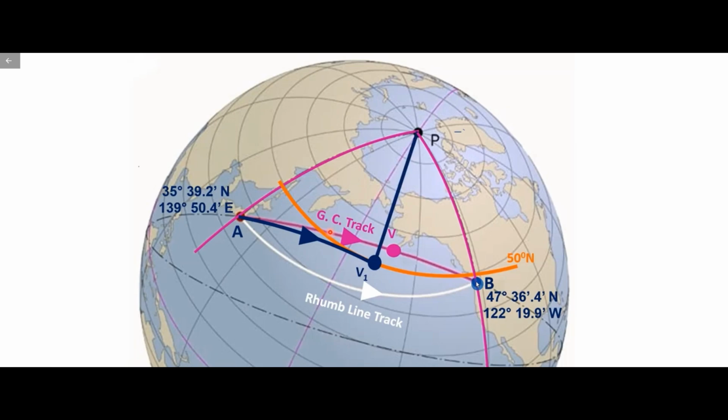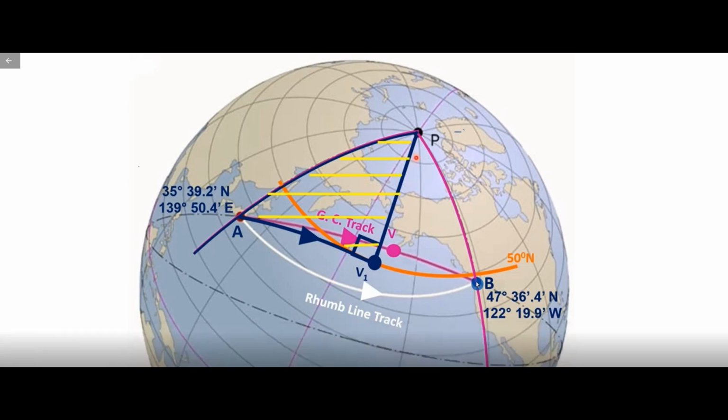We know at the vertex the great circle track is east-west and it cuts the meridian at a 90-degree angle. So this will be a 90-degree angle. We all know that this meridian will make an angle of 90 degrees at V1. So what do we get? We get this shaded right angled spherical triangle.